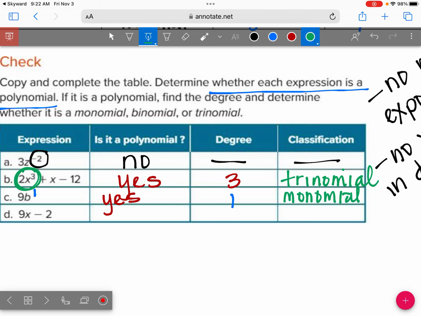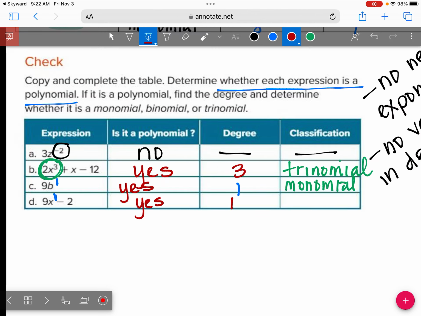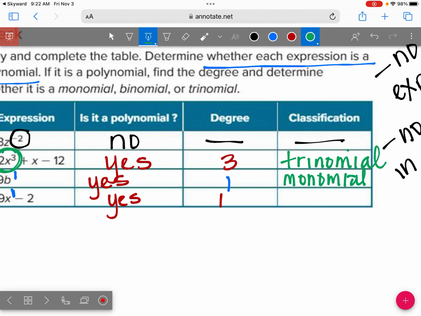Okay, last one. So we have an exponent of 1. So is this a polynomial? Yes. My degree is 1, and there are 2 terms, and we call that a binomial.